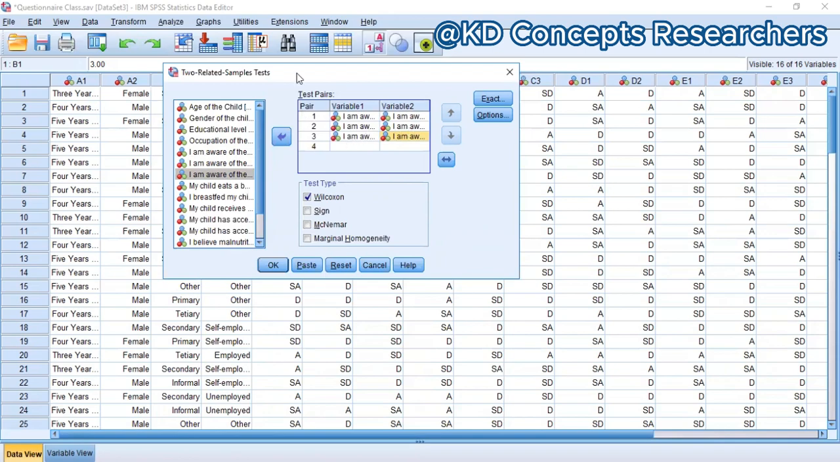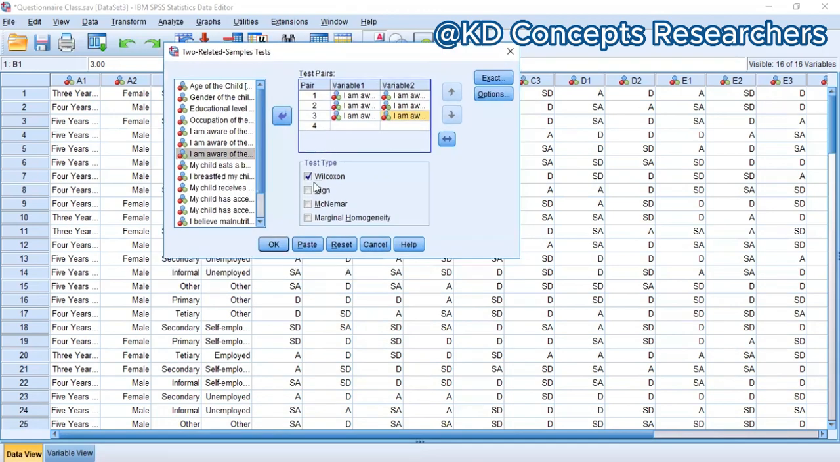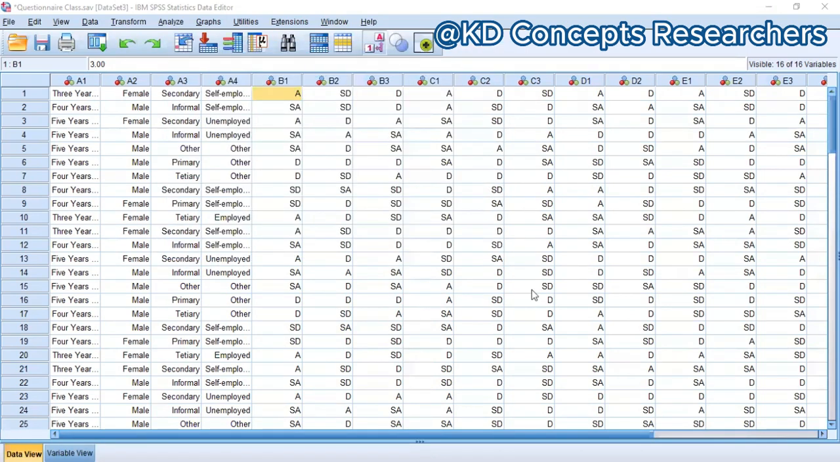Then remember we said our post-hoc test that we are using is the Wilcoxon test. We make sure it is ticked, and then we click on OK. Now we switch to our result menu to also see the results of the post-hoc test.